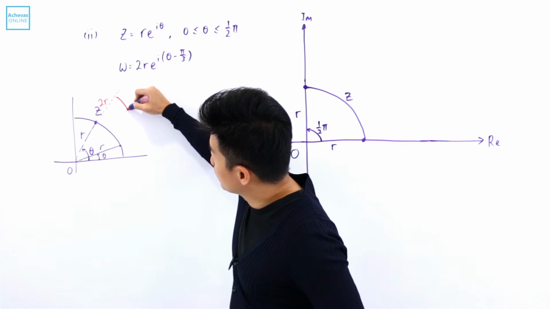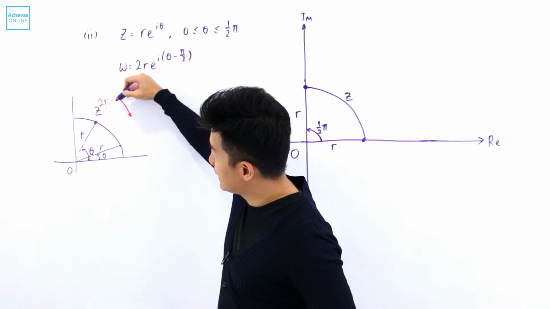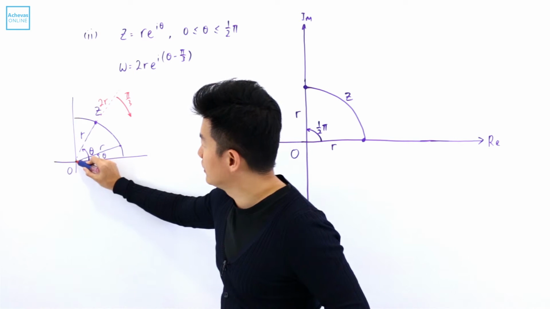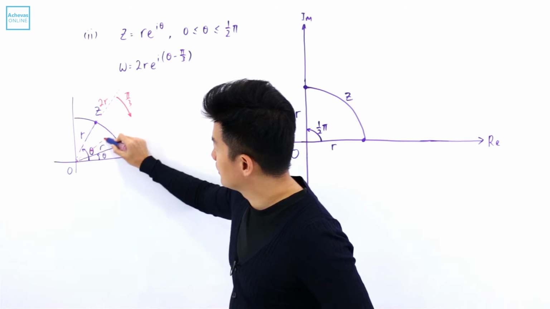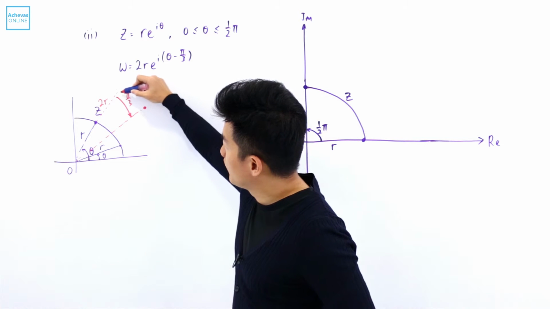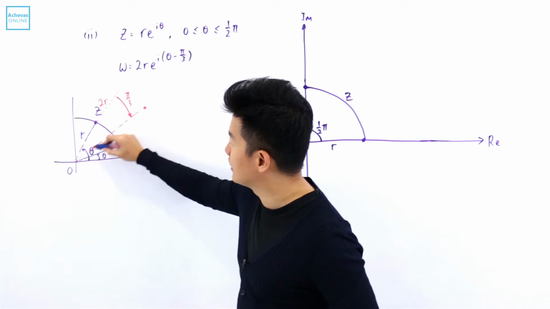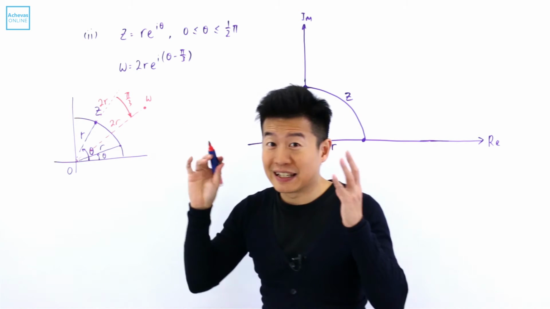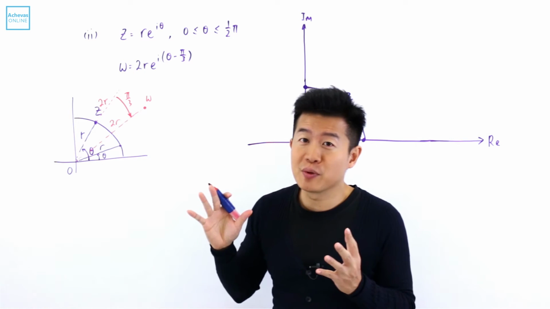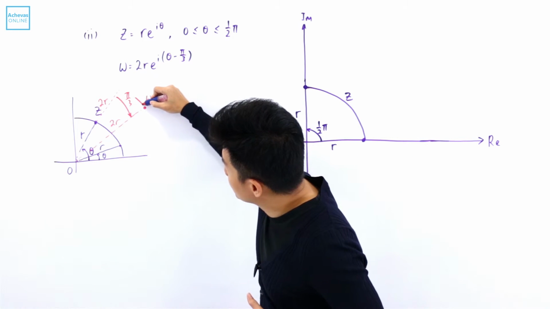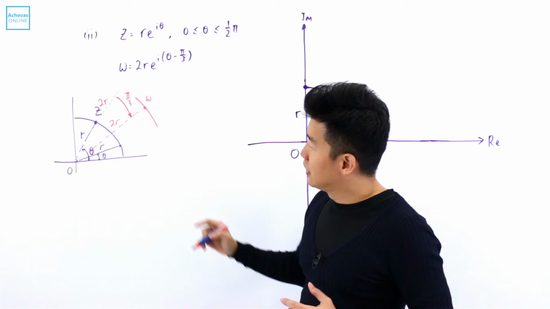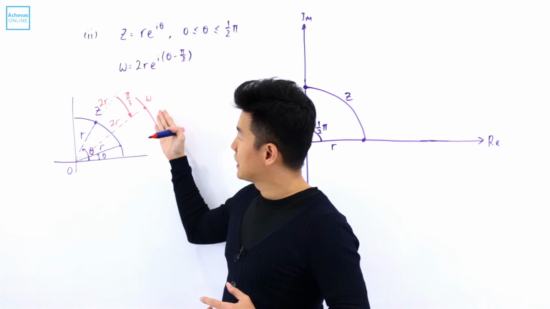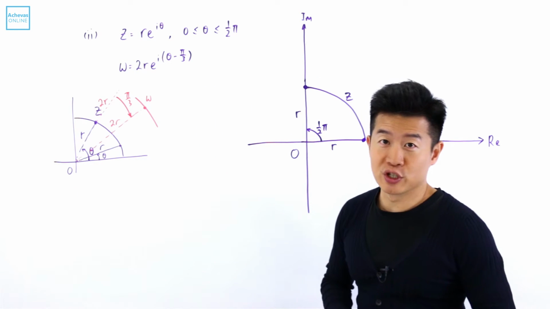So the argument of W is going to be what I have for Z, which is theta, turned by pi over 3 in the clockwise direction. So the possible W can be somewhere here, where it is turned by pi over 3 and the modulus is 2R. If I were to analyze this idea for all the possible positions of W, W will also be lying on this other circle with the radius of 2R, and the center of that circle is always going to be the origin.